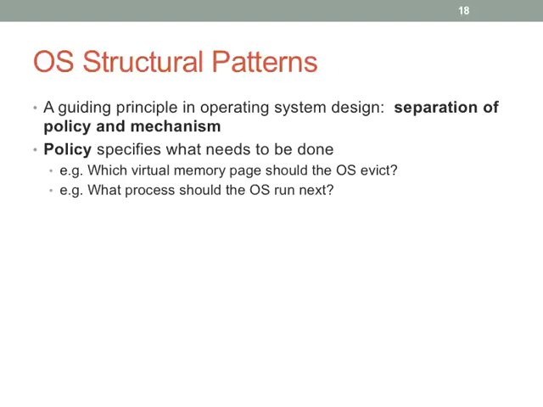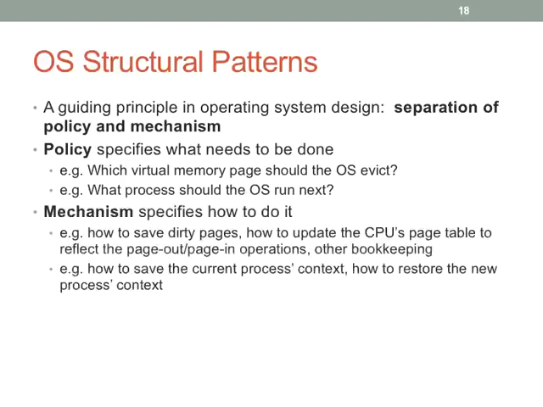Your policy says what needs to be done. The examples here are virtual memory paging and process scheduling, really good examples of things that have many different policies you can choose. And then the mechanism says, how do I actually do that thing? So in virtual memory, I need to evict page so-and-so. Okay, how do I actually save it? What do I do to the page table? Those kinds of questions.